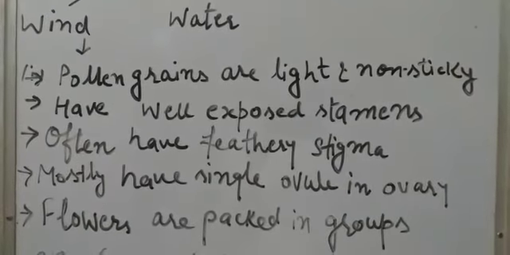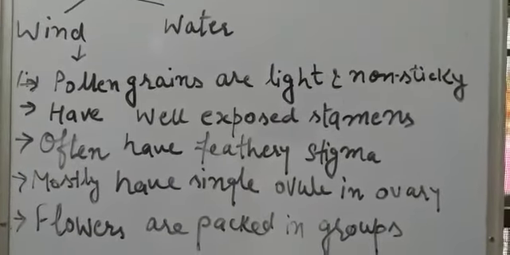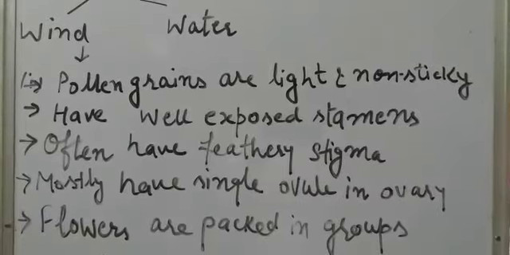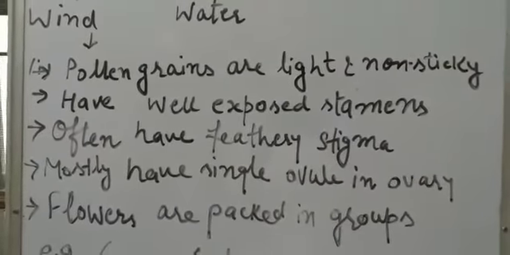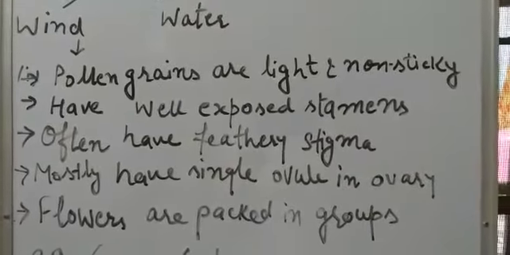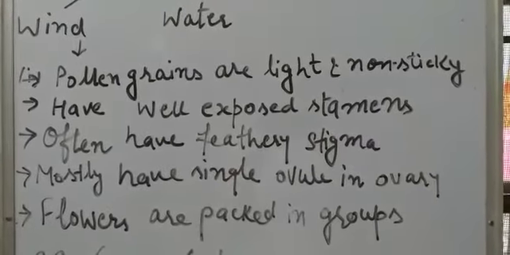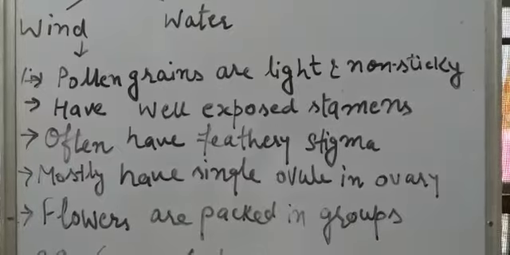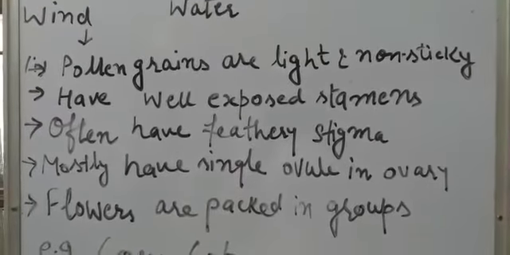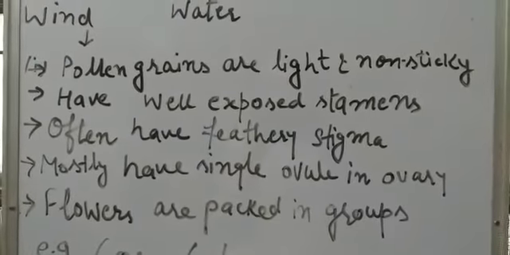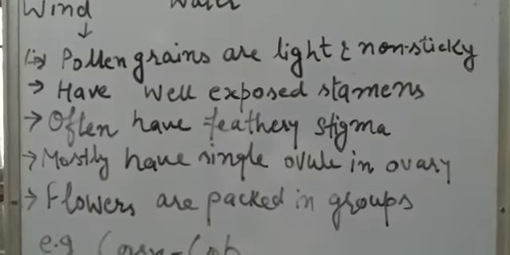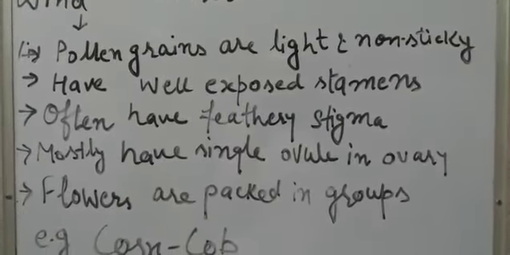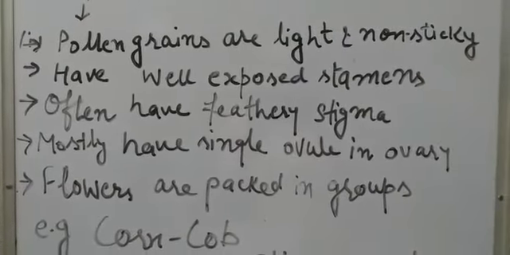Next specific feature is that often, means most of the cases, they are having feathery stigma, so that easily they can trap the pollen grains, right? When pollen grains come closer, so they can be stuck or trapped in the feathers, right? As you have seen in the corn cob. Mostly they are having single ovule in an ovary, means each ovary is having only one ovule, right?